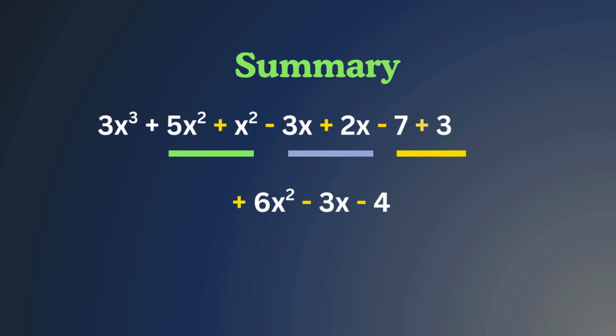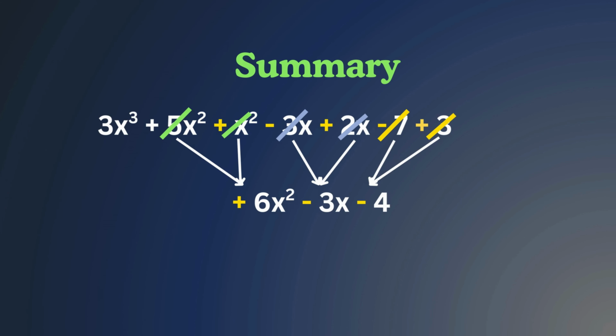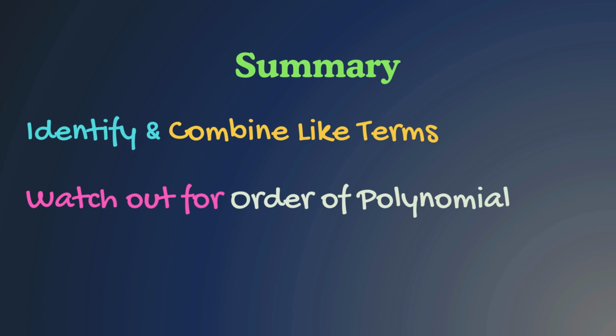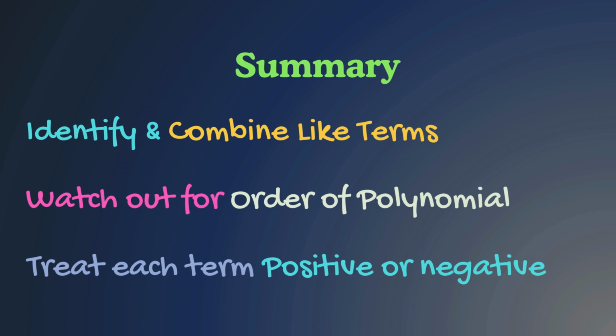A helpful strategy is to cross off terms in the original polynomial as you combine them, ensuring that you don't accidentally miss any. Any terms that can't be combined just come down into the simplified polynomial as they are. And lastly, don't forget to treat each of the terms as either positive or negative, depending on the sign right in front of it. With practice, simplifying polynomials will become super easy.